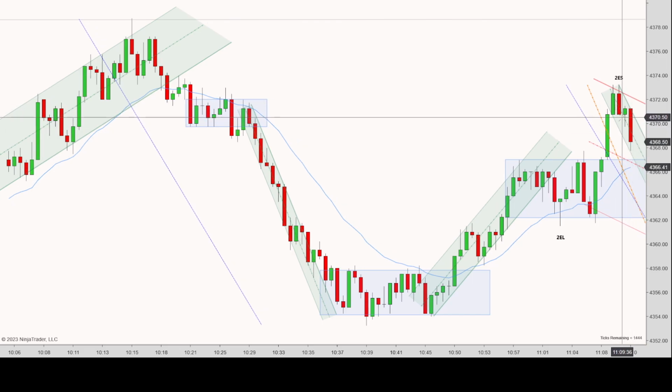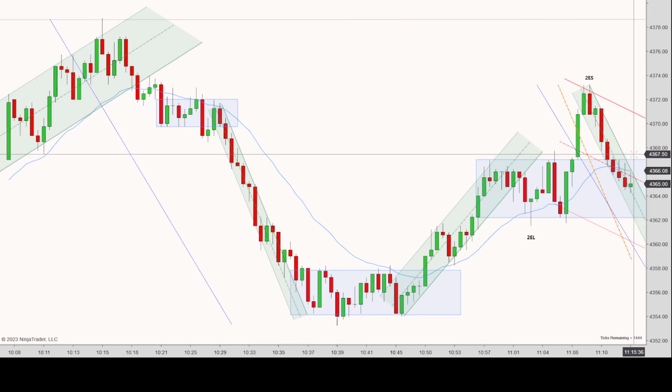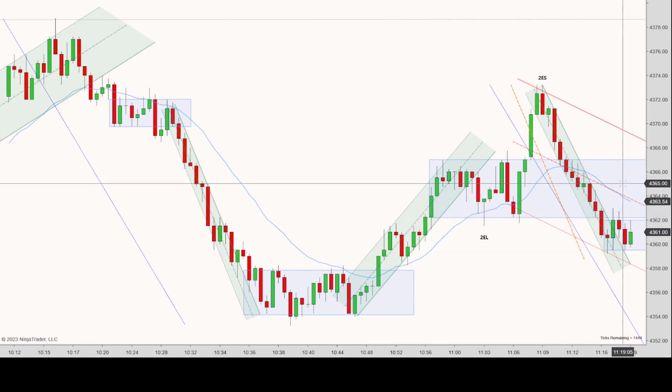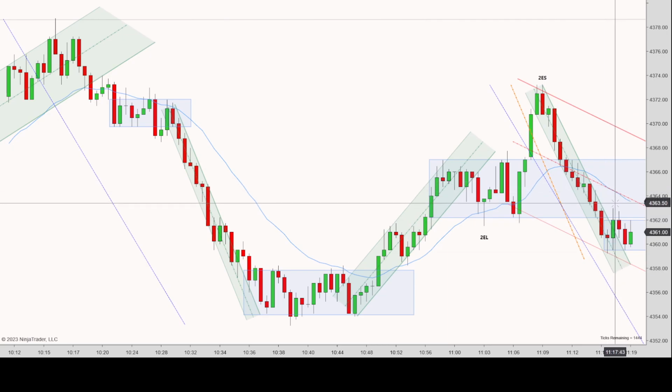Turns out if you did take the entry here, you would have gotten filled. And if you waited for a lower high, you don't get one. So it would have just ran away with you. By the time you get a lower high here, the trade has already been made.